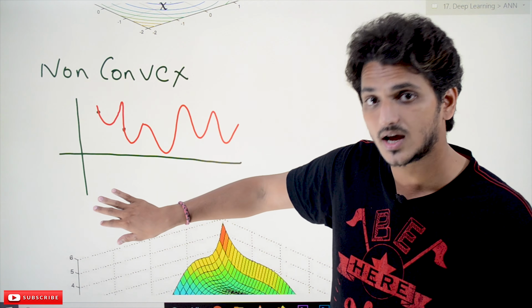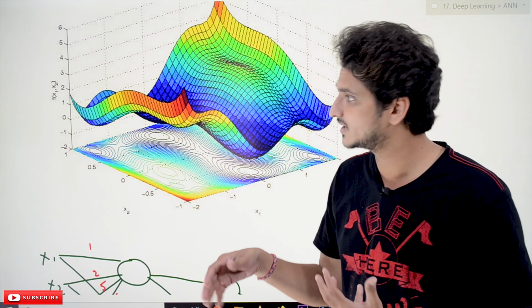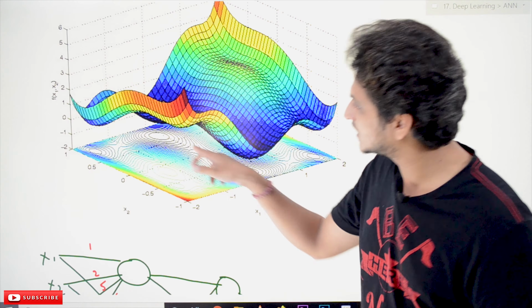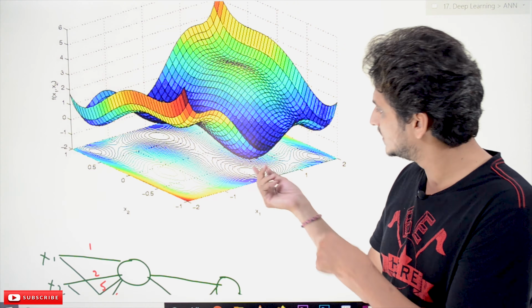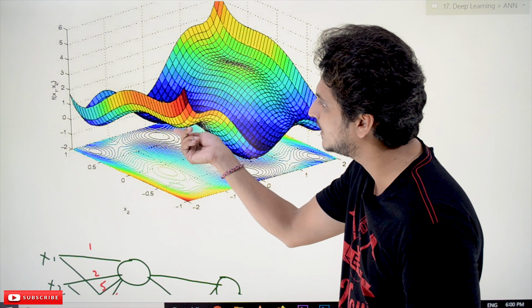Let's take a look at how a multi-variable function looks. See, this is our 2 variable non-convex function, and the contour plots are given below. By looking at the contour plots, this is one minimum point, and this is another minimum point.